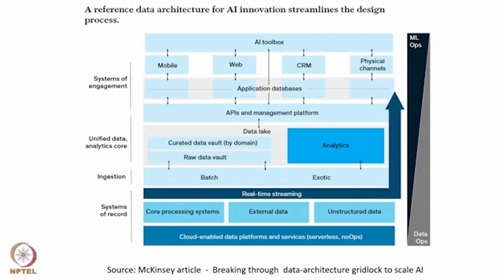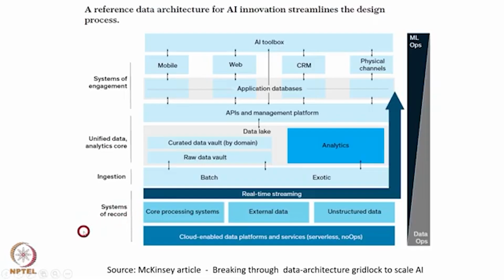Now I want to discuss this reference architecture for AI innovation. This is a very well-defined architecture which McKinsey has published in the article "Breaking Through Data Architecture Gridlocks to Scale AI", because today the AI context in the industry is very important: how to make data AI ready, and what considerations we should have. So this is a layered architecture.